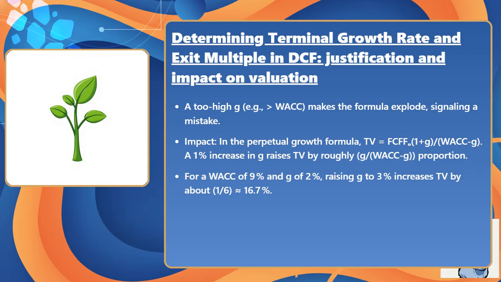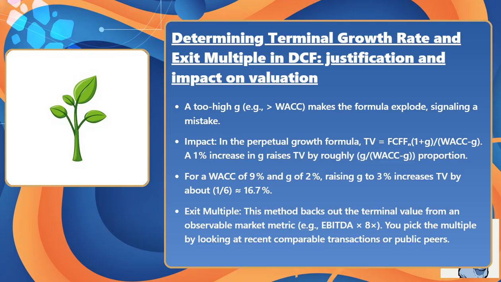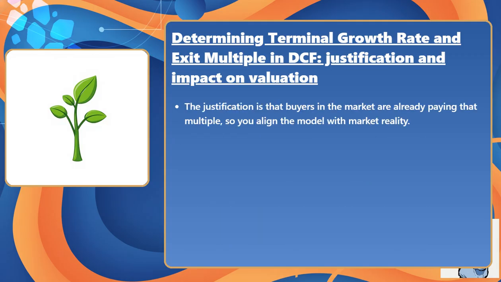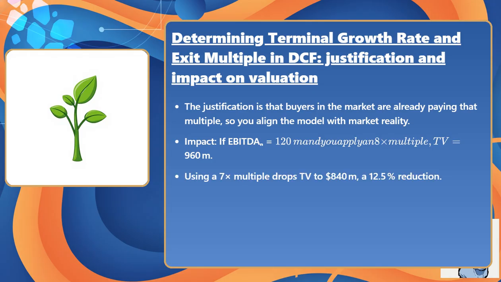approximately 16.7%. Exit multiple: this method backs out the terminal value from an observable market metric, for example EBITDA times 8. You pick the multiple by looking at recent comparable transactions or public peers. The justification is that buyers in the market are already paying that multiple, so you align the model with market reality. Impact: if EBITDA sub N equals $120 million, and you apply an 8 times multiple, TV equals $960 million. Using a 7 times multiple drops TV to $840 million, a 12.5% reduction.